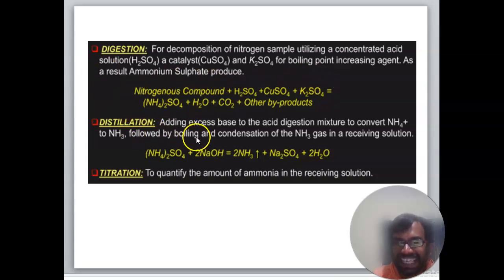Then you can see the distillation. By adding excess base to the acidic digestion mixture, the ammonium is converted, NH4 to NH3, followed by boiling and condensation of the ammonia gas, which is received in the solution. This is the ammonium sulfate, and you add the sodium hydroxide to release the ammonia NH3, and sodium sulfate plus water will come as byproducts. And the final step is the titration, to quantify the amount of ammonia received in the solution. We will do a back titration in the final step.